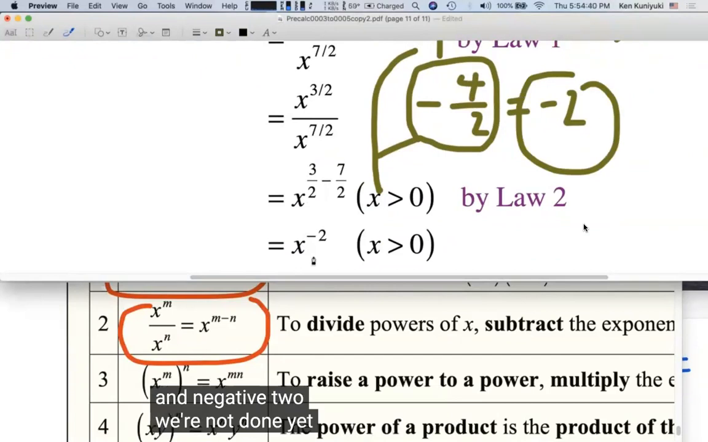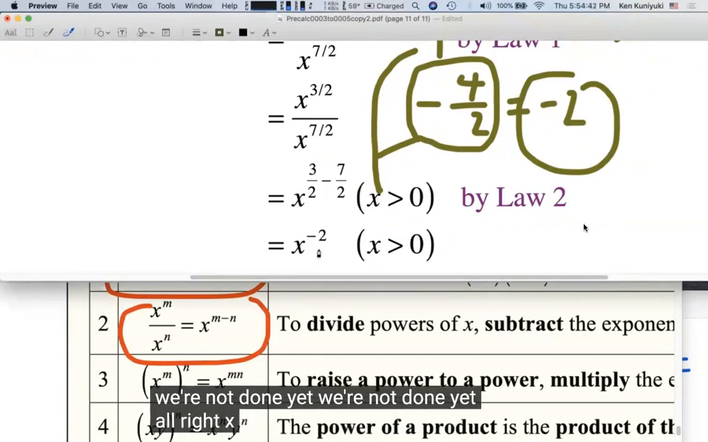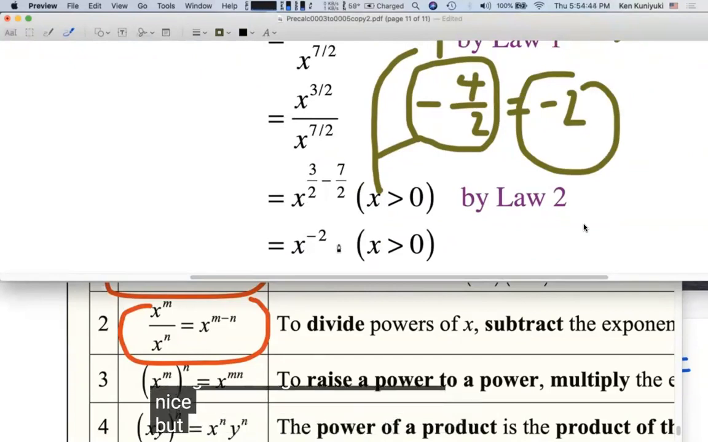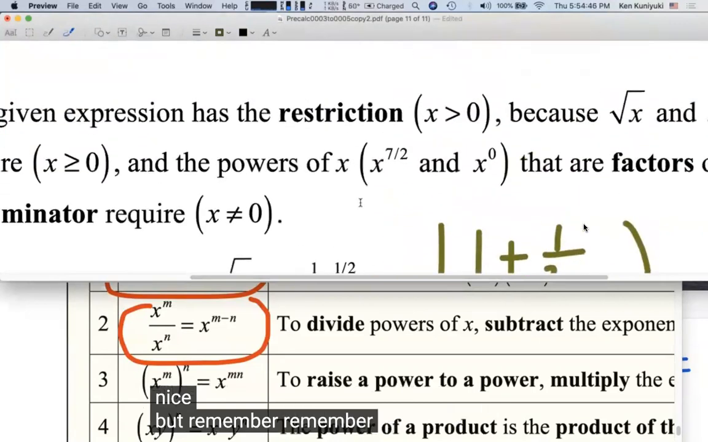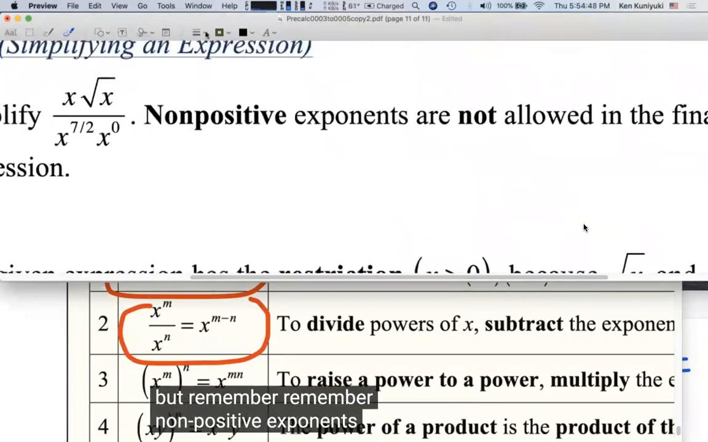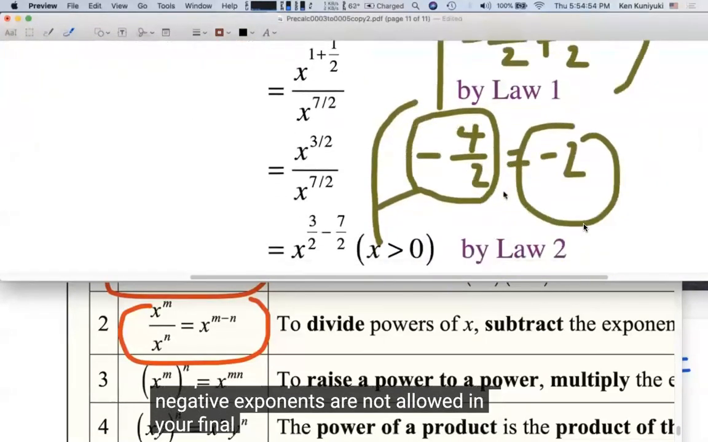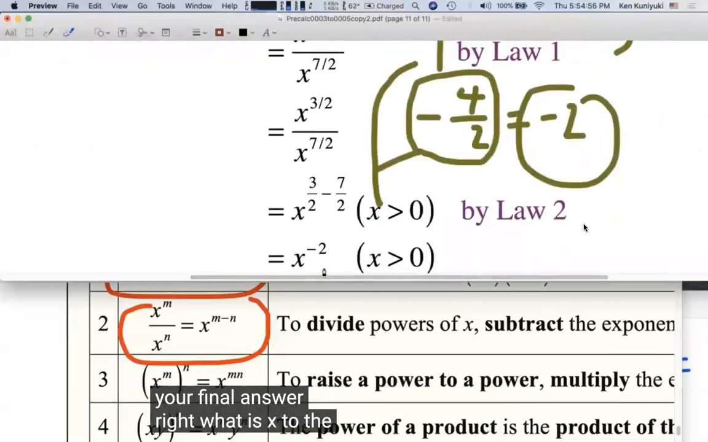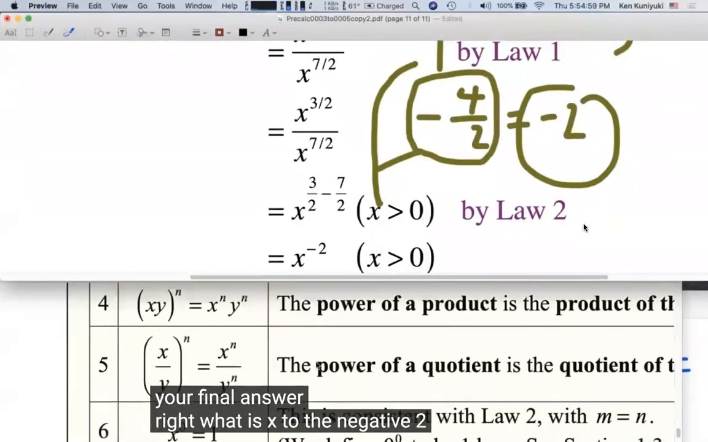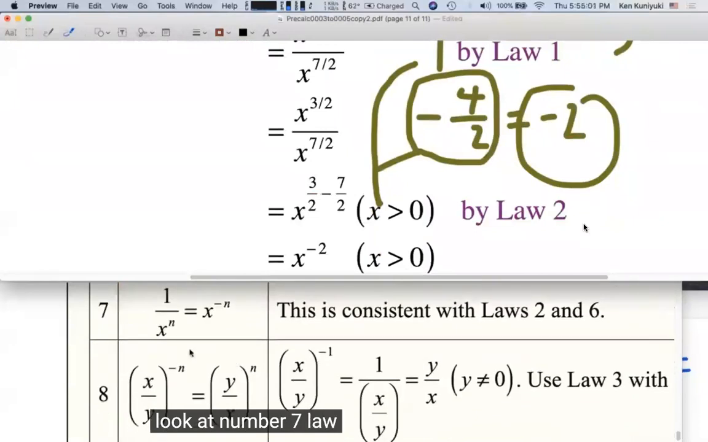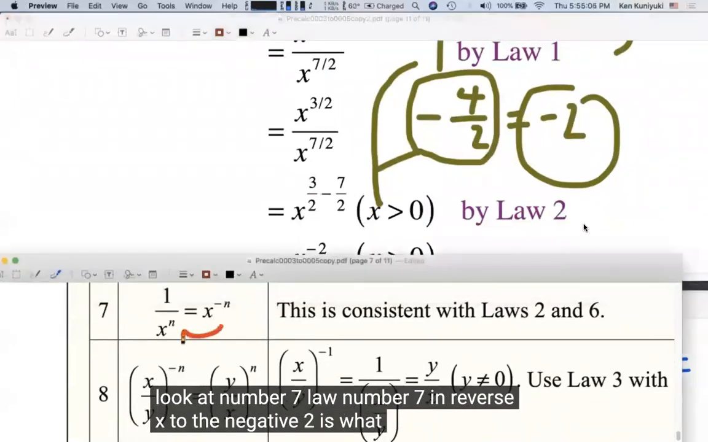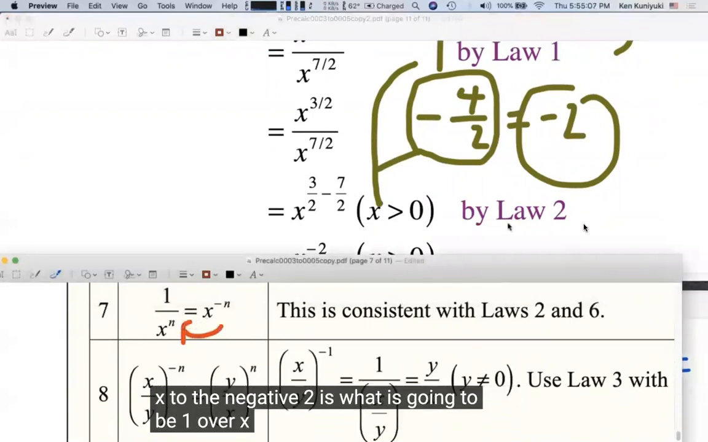Now, we're not done yet. We're not done yet, right? X to the negative 2, that looks nice, but remember, non-positive exponents are not allowed. Negative exponents are not allowed in your final answer, right? What is x to the negative 2? Look at law number 7 in reverse. X to the negative 2 is what? It's going to be 1 over x squared.